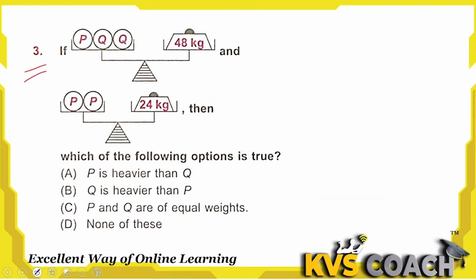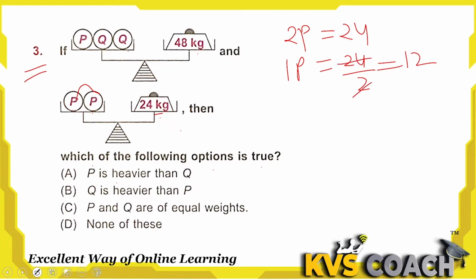Next, if P plus Q is equal to 48 kg, and double P is equal to 24 kg, then which of the following options is true? Let's check the weight first. 2P is equal to 24 kg. So 1P is 24 by 2. Obviously we will half this value. So it is 12. 2 ones are 2, 2 twos are 4, 12 twos are 24. So 1P is equal to 12.